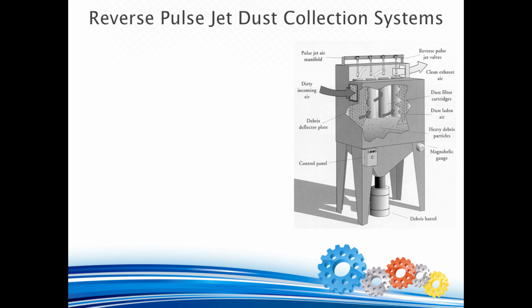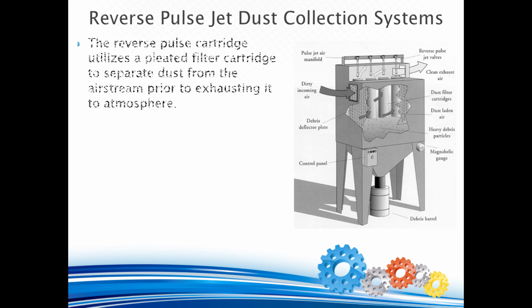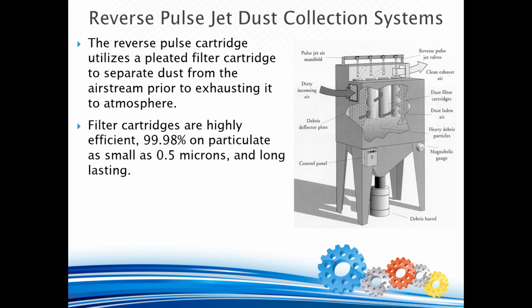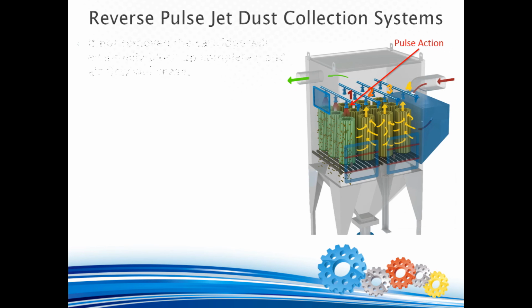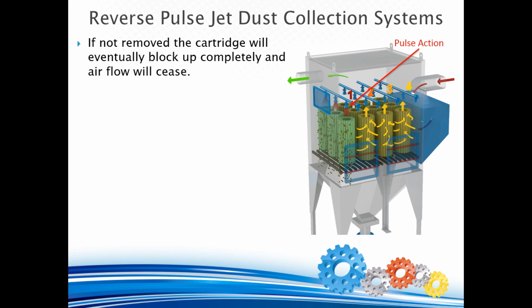Reverse pulse jet dust collection systems. The reverse pulse cartridge utilizes a pleated filter cartridge to separate dust from the airstream prior to exhausting it to atmosphere. Filter cartridges are highly efficient, 99.98% on particulate as small as 0.5 microns, and long-lasting. During the process of separating dust from good abrasive, a dust cake builds up on the external surface of the cartridge. If not removed, the cartridge will eventually block up completely and airflow will cease.